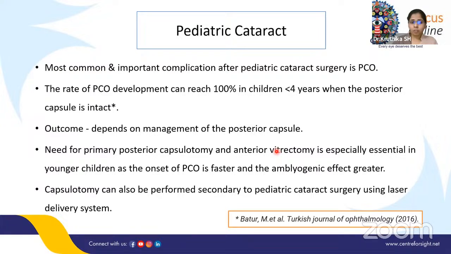That is, we have to do primary posterior capsulotomy and vitrectomy, especially in younger children, as the onset of PCO is faster in them, which leads to amblyopia. Capsulotomy here can also be performed secondary to pediatric cataract surgery using a laser delivery system.